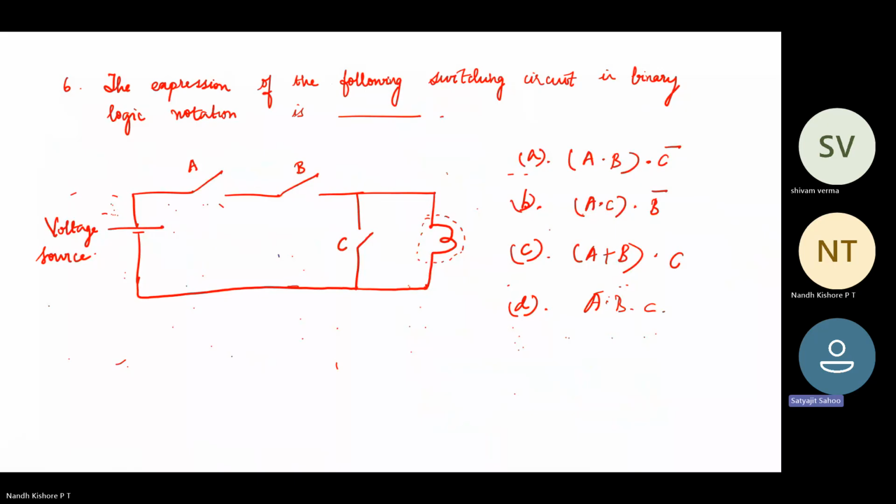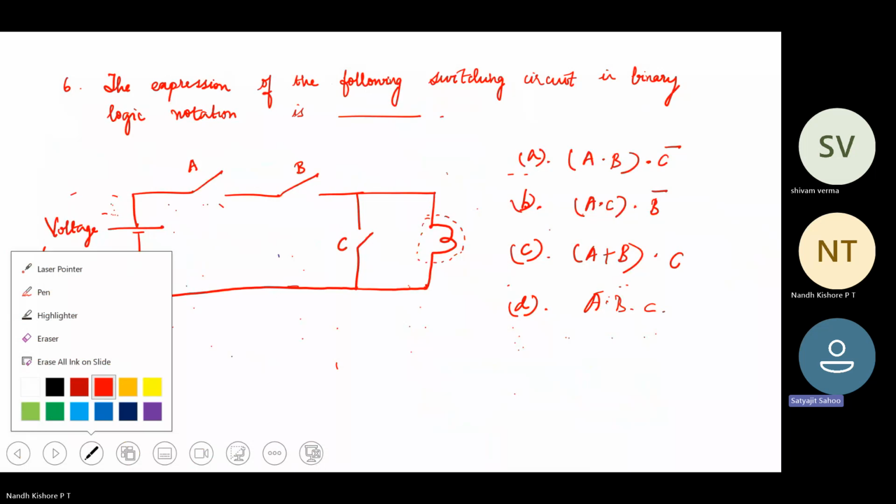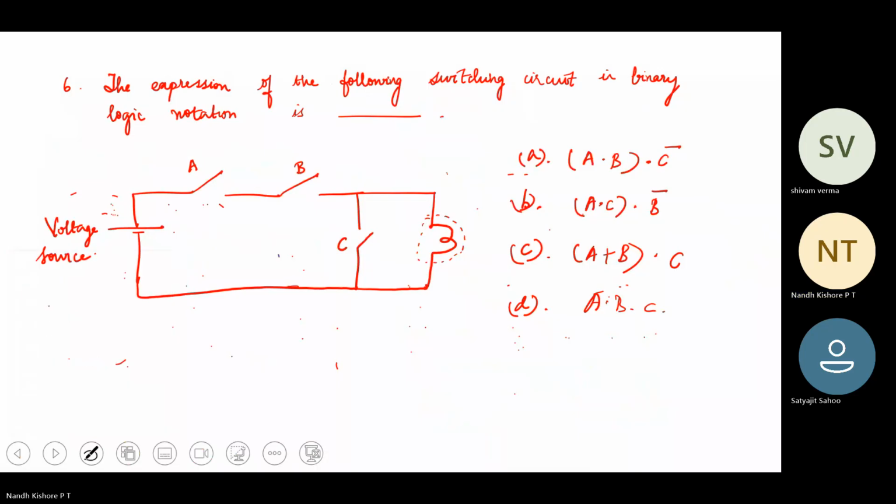Sir, can this question be solved visually, or is there any method to solve? Because visually I can see that A and B are in series, so they must be in AND position, and C is in parallel. That's why we need the complement. So is this the visual inspection, or is any other method there, sir? Yeah, you told the option correctly. It should not be in add position. It is multiplication position, so it should be AND operation. You are right. That's how you do it visually.